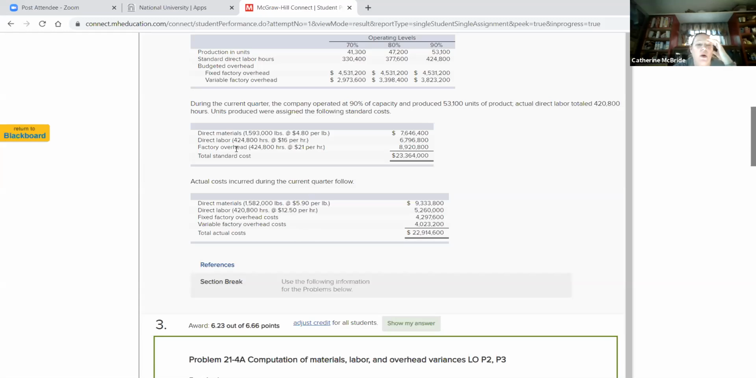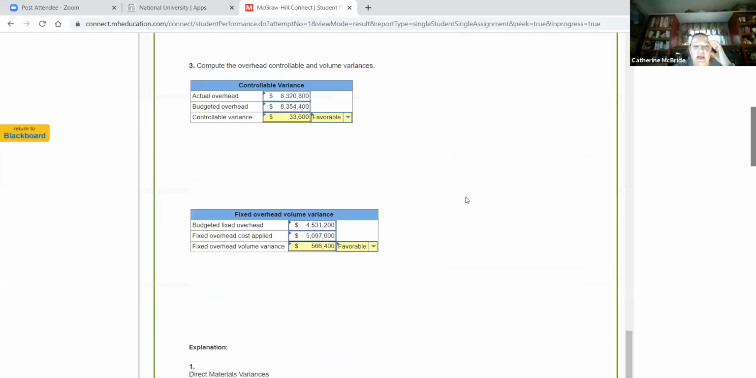Oh, I picked up the wrong one. So 424,800. I'm like, what was I doing? If I don't look and I pick up the wrong number, that'll do it. 424,800 times the $12 per hour, not the $16 per hour. And that's what gives you the fixed overhead, because I was looking at budget, not actual.